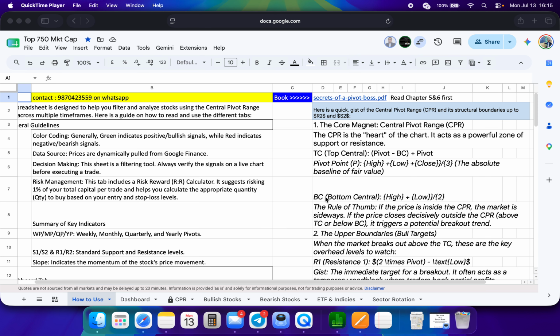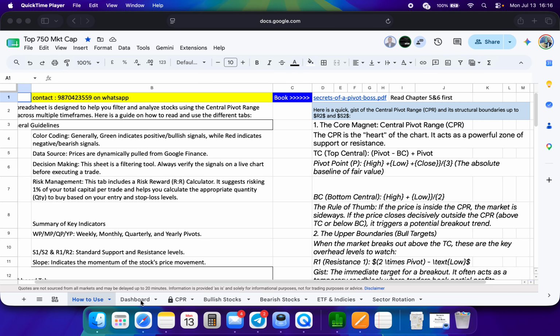For details on the CPR theory, you'll have to read the book, at least pages 5 and 6, or else you can follow a Twitter handle, Wealthverse, because I have learned this CPR theory from him. So if you go to X, you'll be able to find him. Anyway, before you learn it, I will keep on explaining how this Google Sheet will help you.